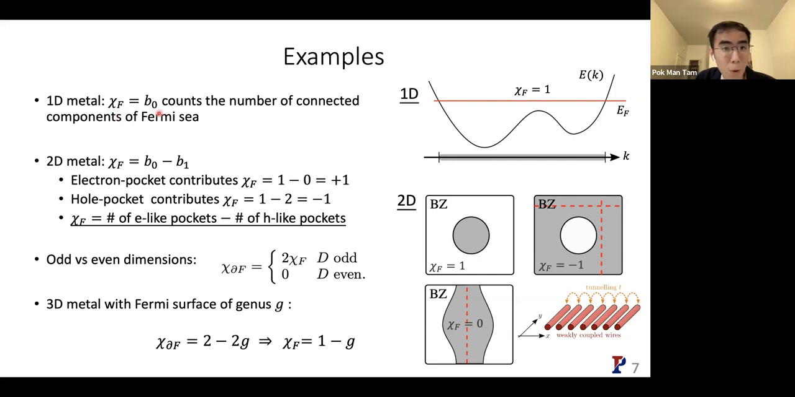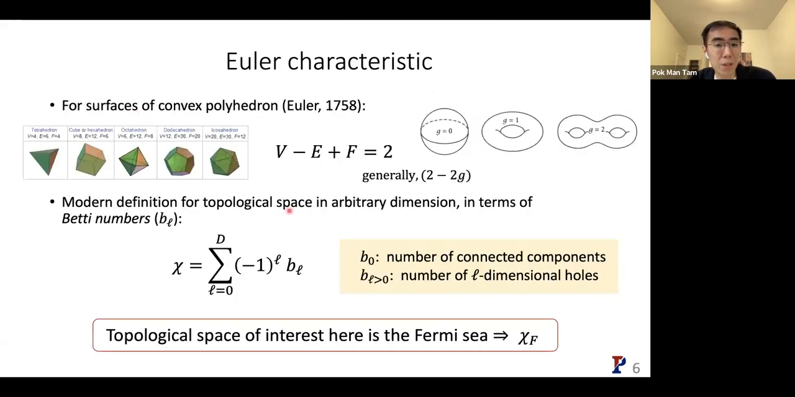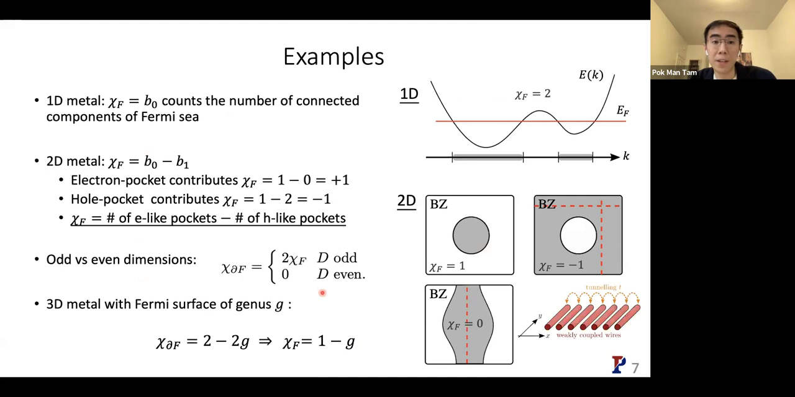So in 1D, if you have a filled band, then B1 is non-zero. B1 is actually 1. Then by the definition of the Euler characteristic, it is B0 minus B1, which equals 0, because both B0 and B1 equal 1 for each filled band. When you have a filled band, you have one component of the filled band, but that one component also gives you one class of non-contractible cycles. So both B0 and B1 equal 1. And so the Euler characteristic for a filled band is 0.